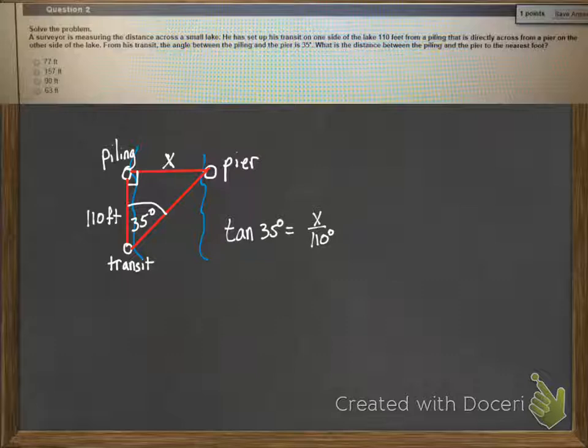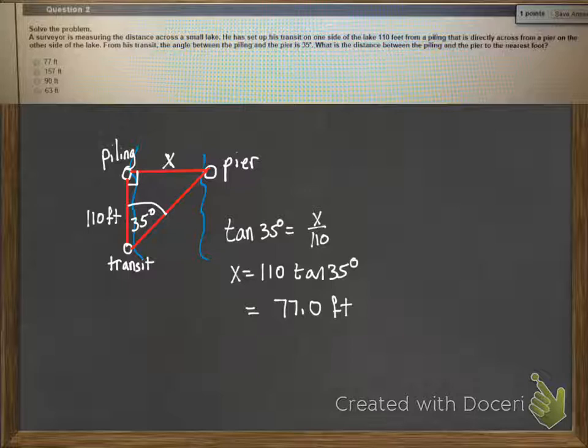And so then we can solve that for x. So x is just 110, that shouldn't be degrees, it's 110 times the tangent of 35 degrees. And then we just need to work that out on a calculator. Make sure you're in degree mode. Rounding to the nearest tenth of a foot, this is 77.0 feet away. The pier is 77.0 feet away from the piling.